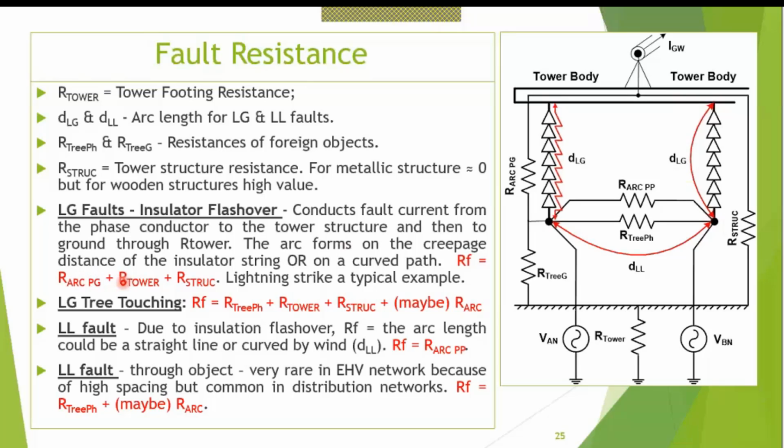Okay, arc PG, then what will happen? This lightning will flow to the ground maybe, so involving the tower footing resistance and the structure resistance. This lightning strike has to get grounded, so the distance relay will have to take into account these three impedances. So overall, in an LG fault, the arc resistance and the tower footing resistance come into the picture, as well as the object resistance if it is a fault through the object.